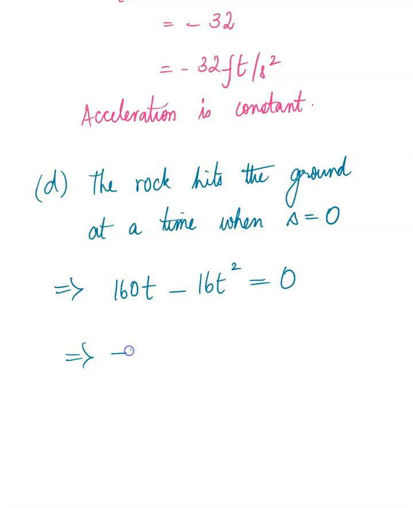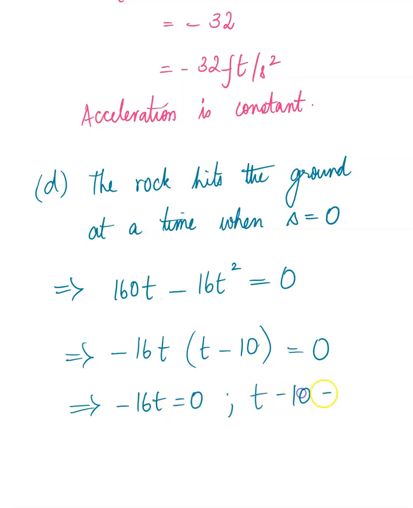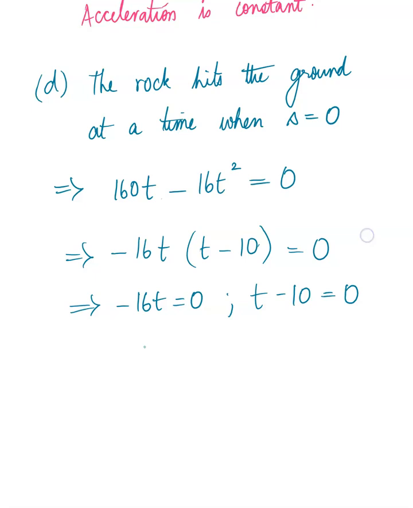So once again, factor out negative 16t. You get t minus 10. I put the order around, okay? So I put the t squared first and then the 160t, so we got that. This implies negative 16t is equal to 0, or t minus 10 is equal to 0 by zero factor property, and that implies t equals 0 or t equals 10.